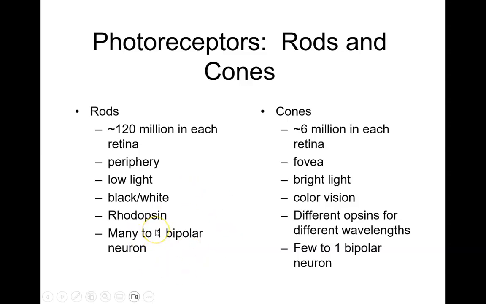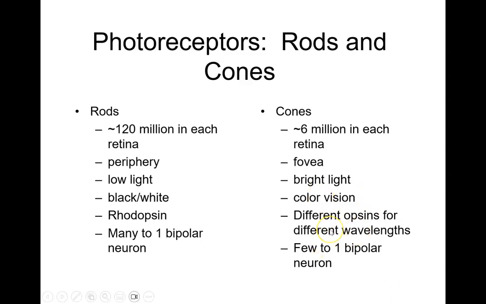Now, whereas rods only have one type of photopigment, there are different types of cones. There are 3 different types of cones. We have one type of cone that codes best for short wavelengths, which corresponds to the colors blue or purple. We have one type of cone that codes for medium wavelengths, which corresponds to the colors green and yellow. And then the 3rd type of cone codes best for long wavelengths, which corresponds to the color red.